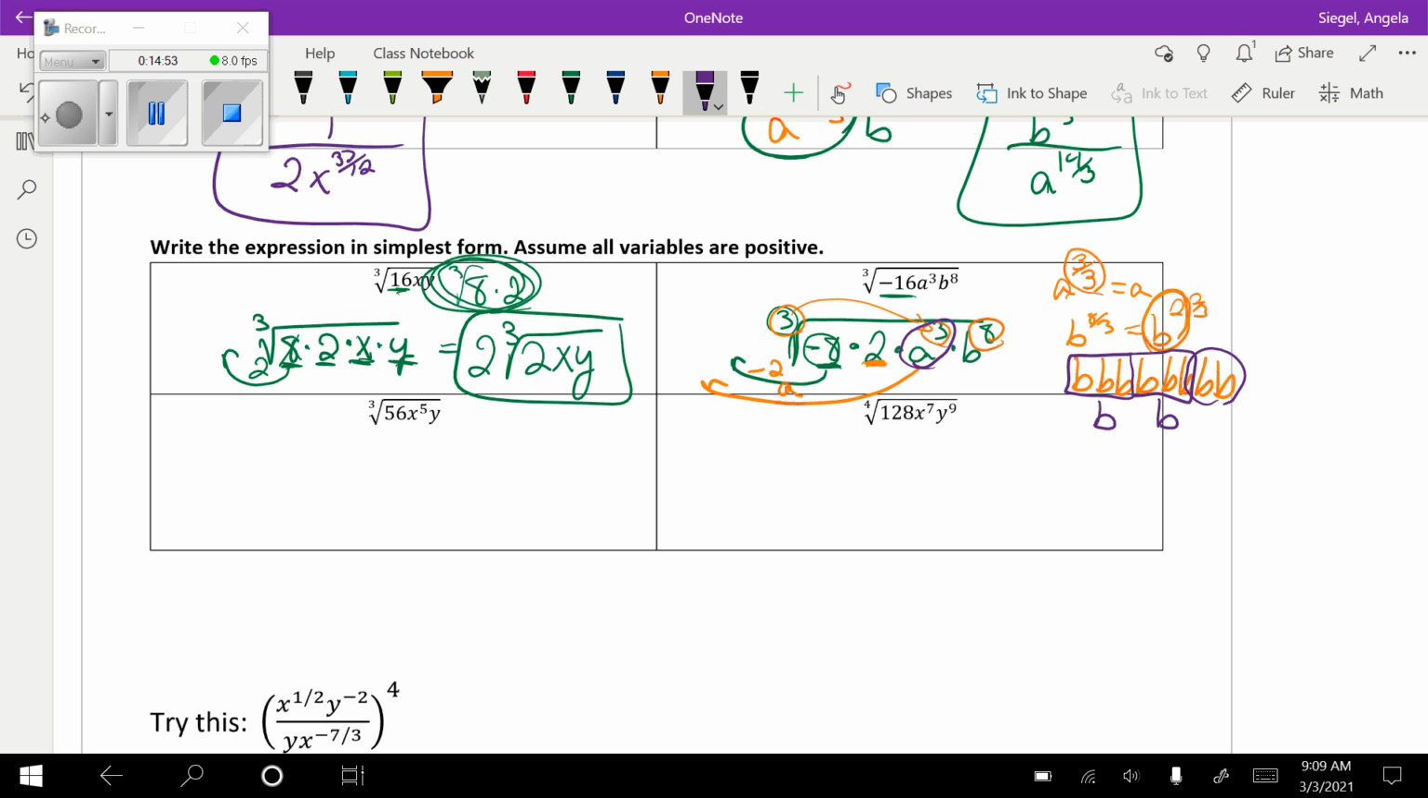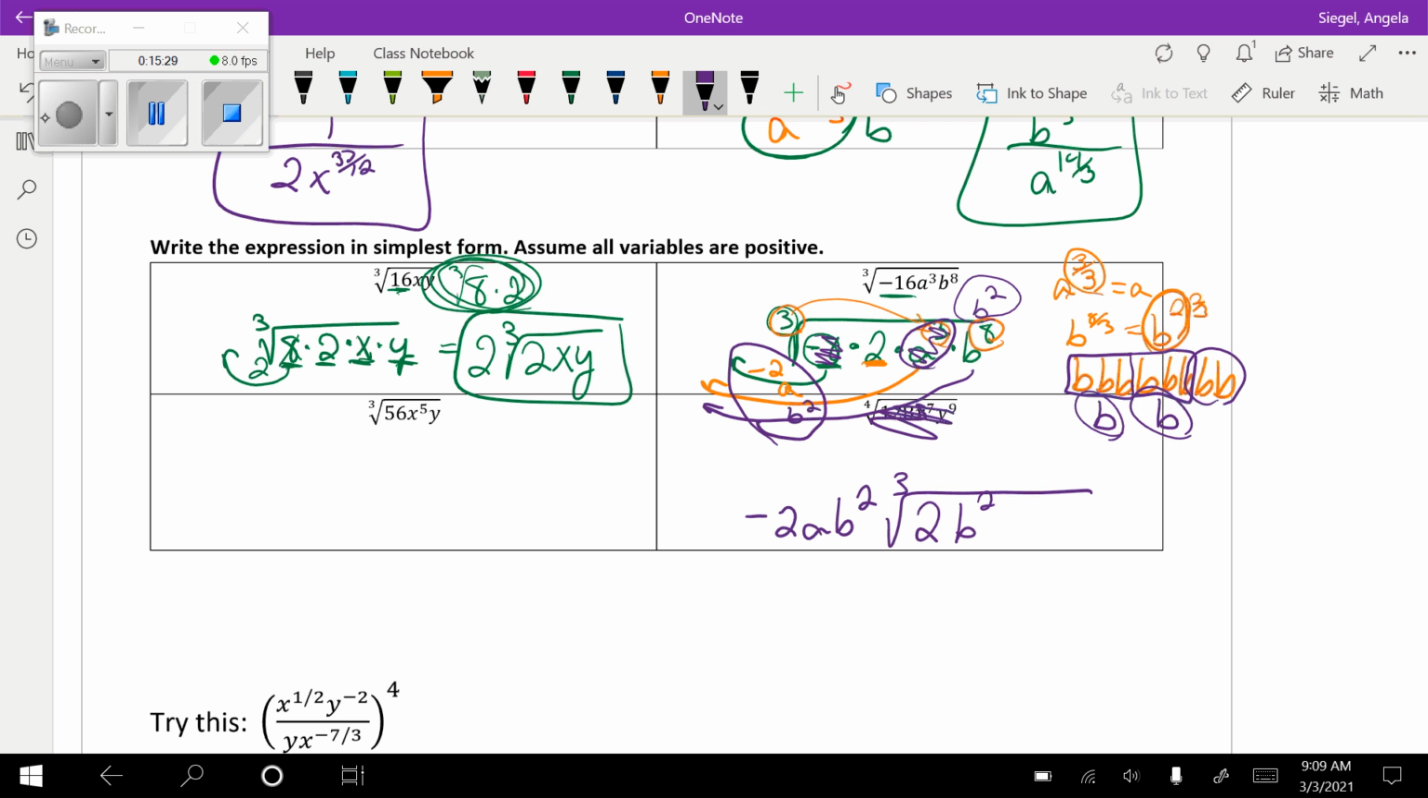So this is the thought process that I go through. I go ahead and put a b squared down here. That's what's going to come out. B times b is b squared. And then I always put what's left over up there. So my answer on the outside right here, I'm not going to worry about this right now, is negative 2ab squared. And then the cubed root, and let's see what's left over. So we took that out. We've got a 2 left over. We took that out. And then we've got a b squared left over. And that is it.